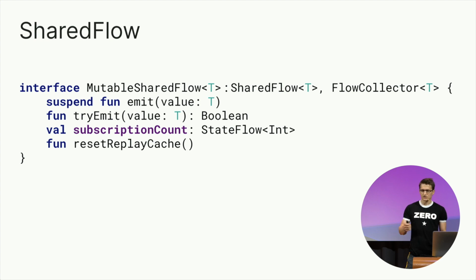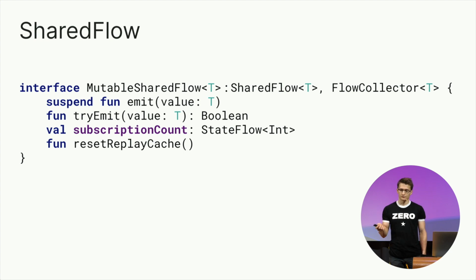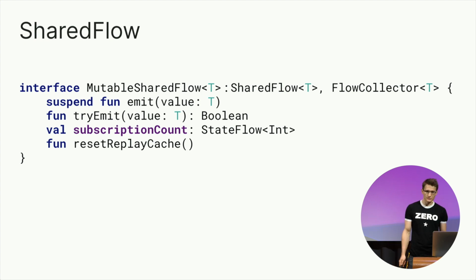Why is it necessary, you may ask? It's for the sake of flexibility. For example, you can start collecting this flow and wait for the subscription count to become 0, then wait for a few seconds, and only then terminate a source. Or you can do something completely different. It's up to you to decide. But implementing this interface is a tricky problem.